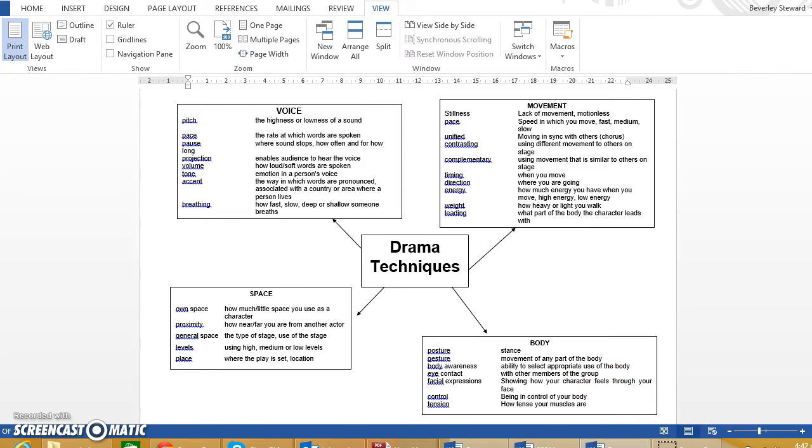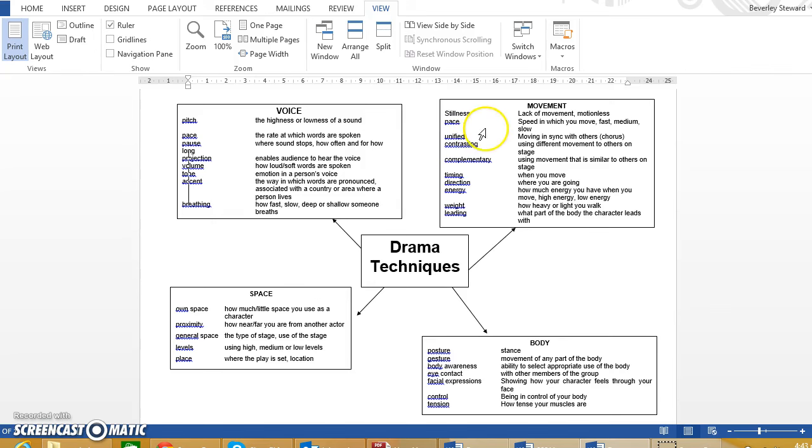Let's look at drama techniques just so you can remember what they are. When we're talking about drama techniques, we're talking about the use of your voice, the use of movement, the use of space, and the use of your body. So it's a good idea for you to study for the exam these words: pitch, pace, pause, projection, volume, tone, accent, breathing. If you talk about those sorts of things and use those sorts of words, you can be expecting to get quite a good grade, because it shows that you have quite a depth of understanding.